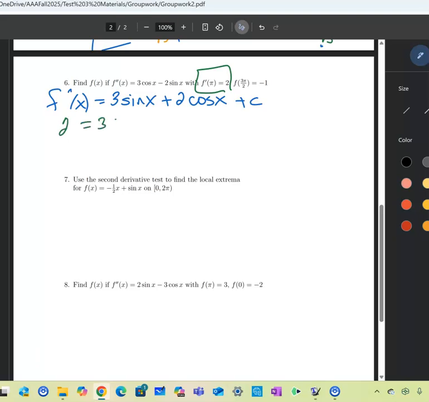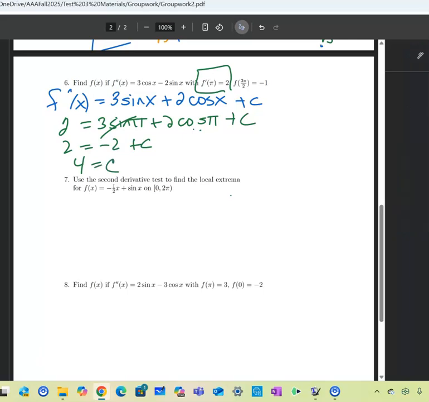So 2 is equal to 3 sine of pi plus 2 cosine of pi plus c. That's 0. This gives me a negative 1, right? So I get 2 equals negative 2 plus c, so 4 is c.